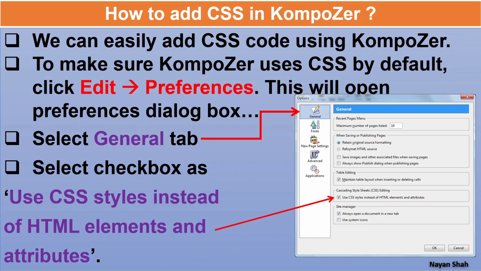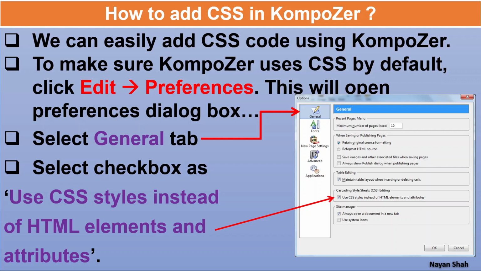Let us see further how to add CSS in Composer. If you are using Composer, you don't need to worry about how to write selectors and declarations and everything, because Composer will take care of it. As we have seen in chapter 1, we can create the entire form in Composer without writing a single HTML tag. Similarly, we can also write CSS without writing any code on our own. So we can easily add CSS code using Composer.